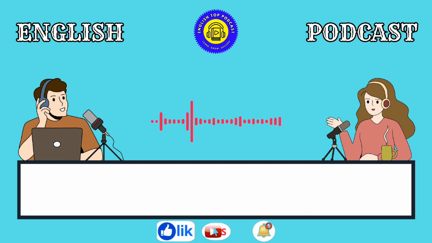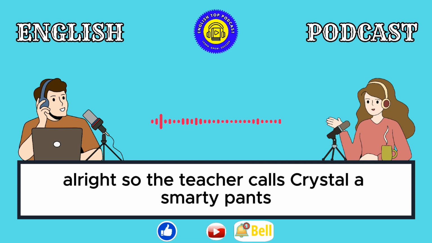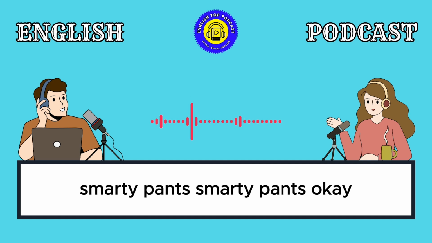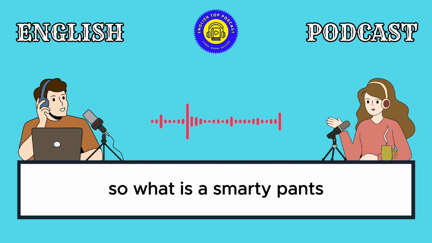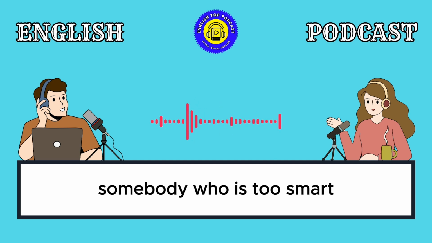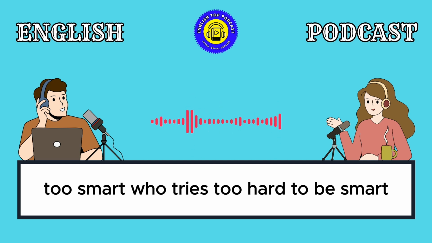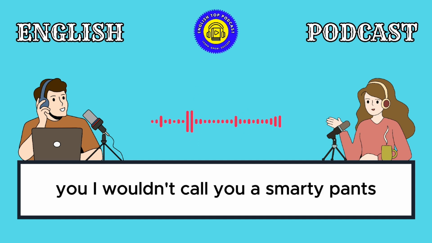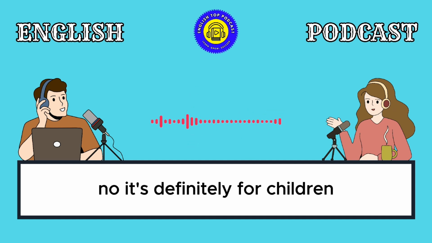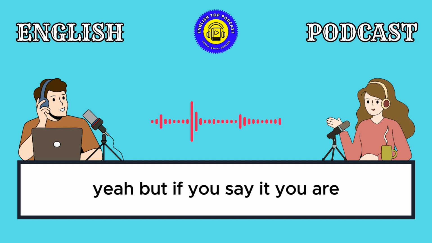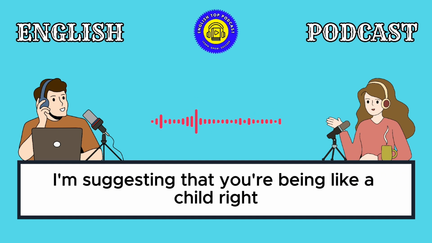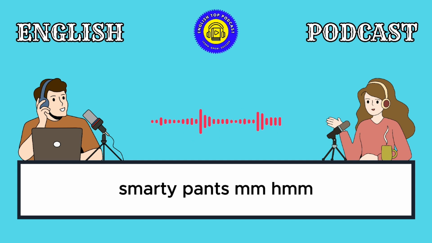Exactly. All right, so the teacher calls Crystal a smarty pants. Okay, so this is also a little name calling, right? So what is a smarty pants? Somebody who is too smart, who tries too hard to be smart. Now, this is only for little kids, right? I wouldn't call you a smarty pants, right? No, it's definitely for children. Adults don't say this, unless maybe you are joking or having fun with someone. But if you say it, you are suggesting that you're being like a child.